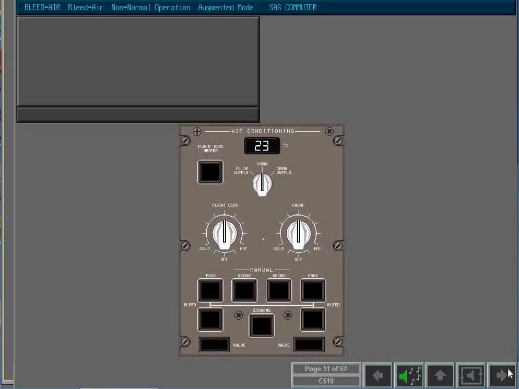Augmented mode is automatically activated to provide increased bleed air pressure when one of the air conditioning packs has been switched off. Activate the augmented mode. Please touch the highlighted area. The off annunciation indicates that you have manually switched off one pack and activated the augmented mode.